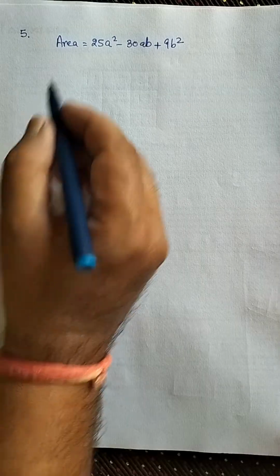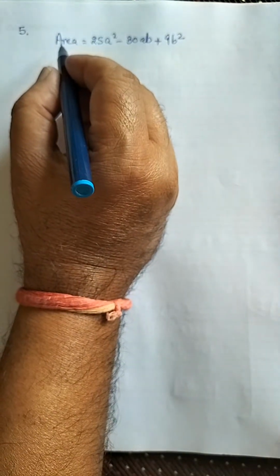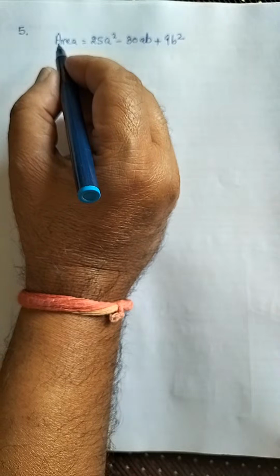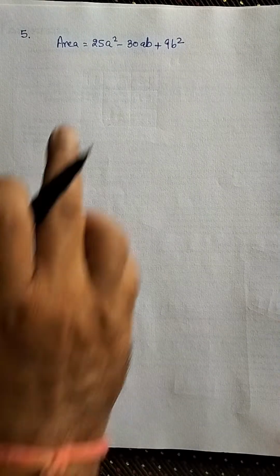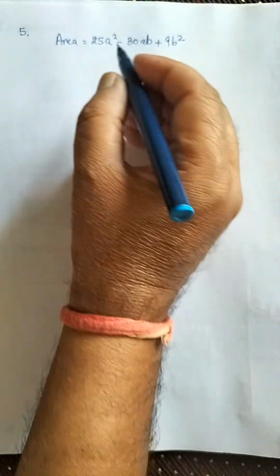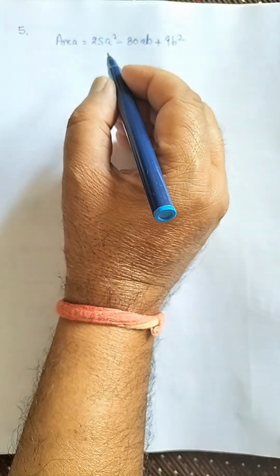That means area of a rectangle is always length into breadth. So what he wants us to do is to factorize this expression into two factors, one of which can be considered as length and breadth. So our job is to factorize this. So let's quickly see how we go about it.